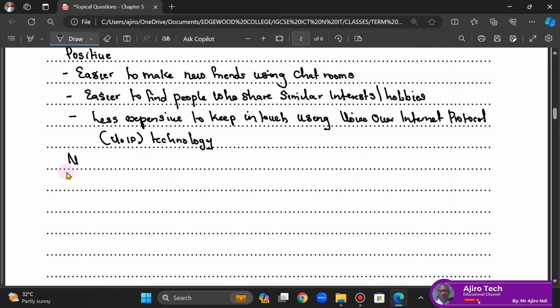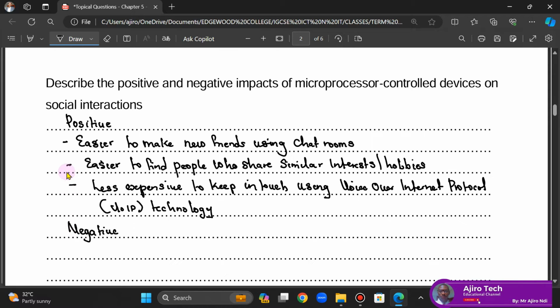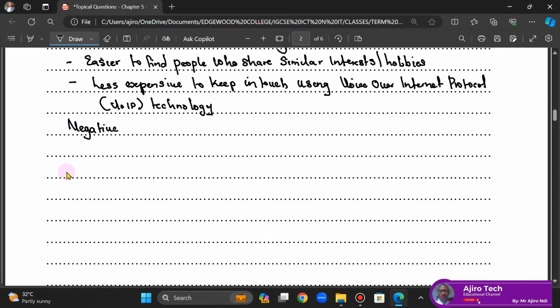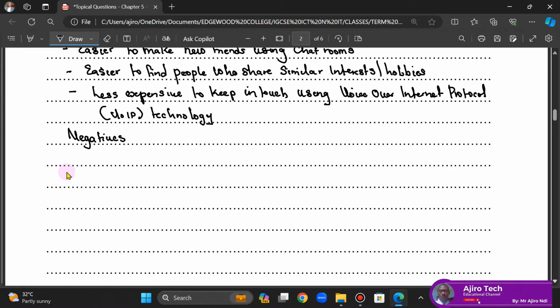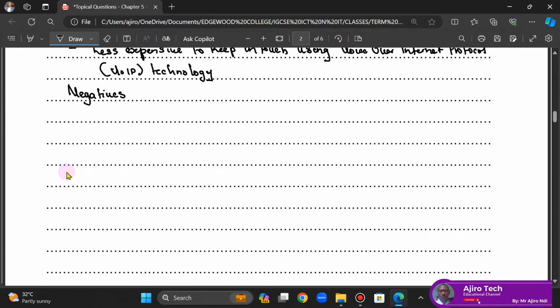Negative. Okay, so let's look at the negative. Let's go back to the question again. It said describe the positive and negative impacts of microprocessor control devices on social interaction. So we've looked at the positives. Positives should be an S. And then let's look at the negatives.